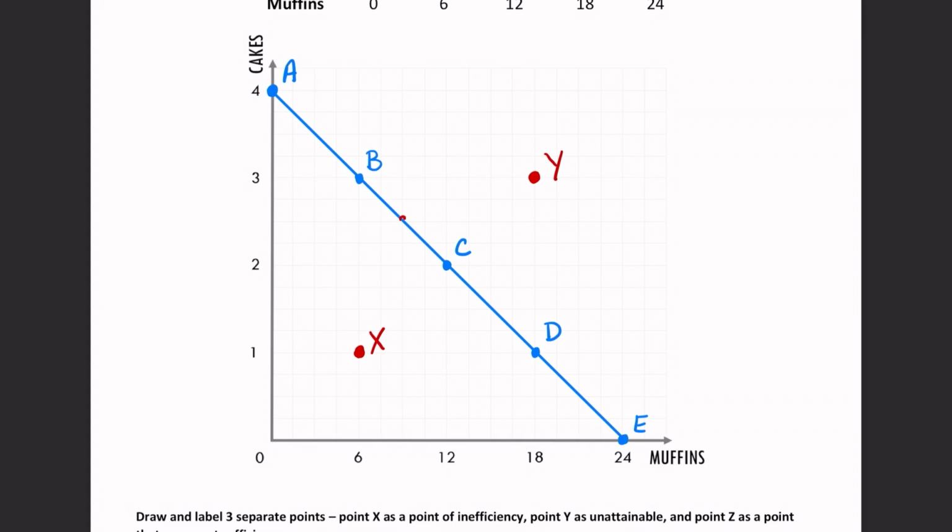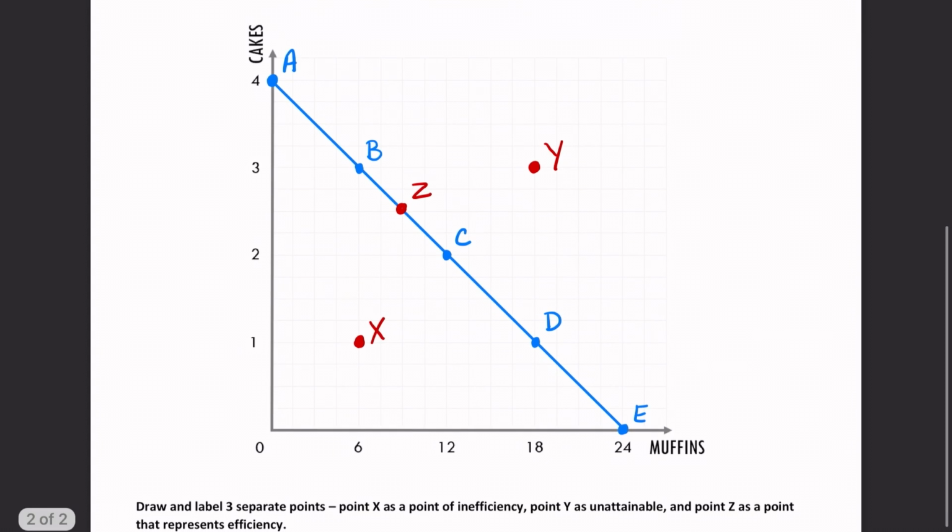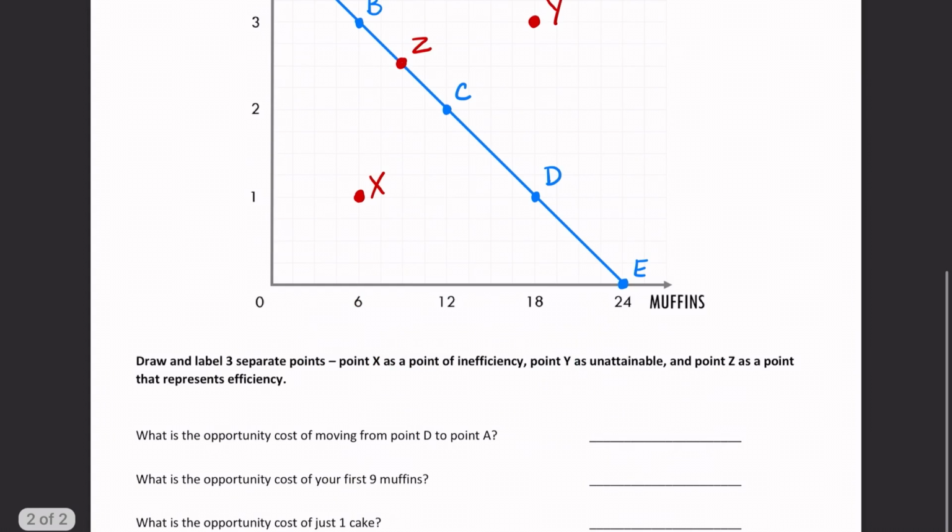And so point Z can fall anywhere along our curve because our curve represents full efficiency. That's kind of one of our rules with our production possibilities curve, is that any point along the curve represents us being fully efficient with our resources. So let's start here. What is our opportunity cost of moving from point D to point A?